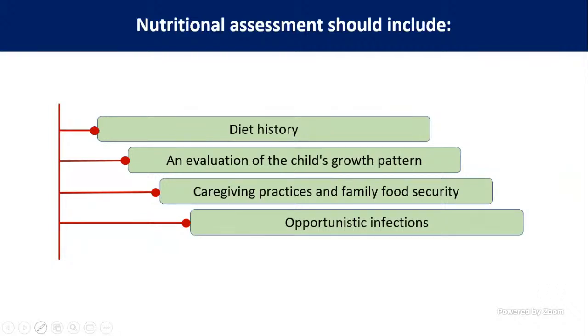Next important thing to assess would be the caregivers' practices and family food security. Again, what are their biases? What are their thoughts? What are their food practices, and what is the socioeconomic status of the family? Remember, these families often tend to be impoverished and stigmatized families, and that can impact upon the food security. And finally, of course, whether the child at present, at the time of assessment, has any opportunistic infections. Next, please.